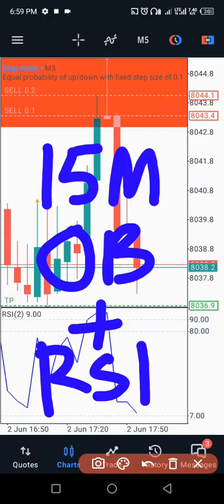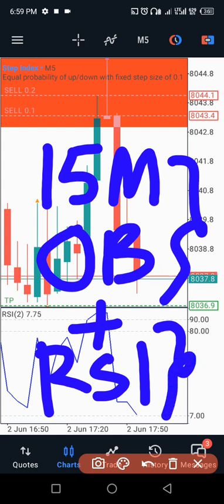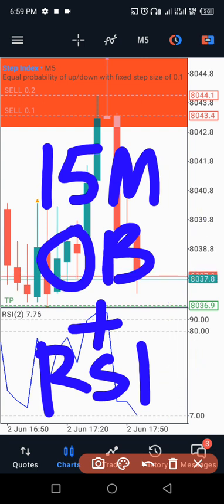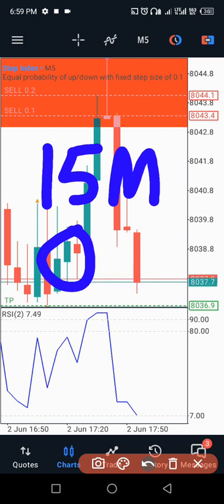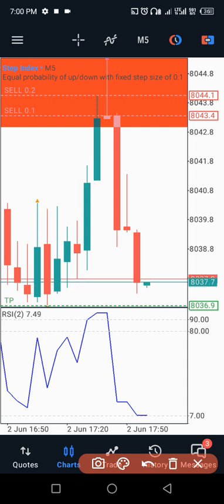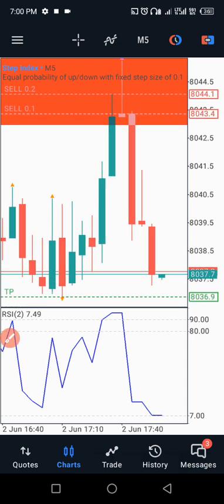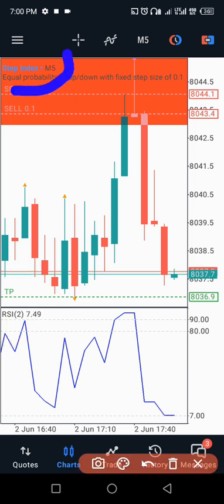In today's video we are going to be learning how to combine the 15 minutes order block together with the RSI indicator. This will be a very simple but powerful strategy to scalp the market on step index. If you are a trader and you know how to trade the step index market, then I'm going to be showing you how to use this strategy to scalp the step index markets.